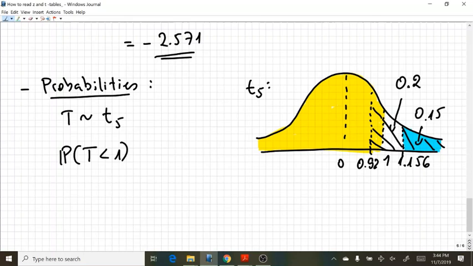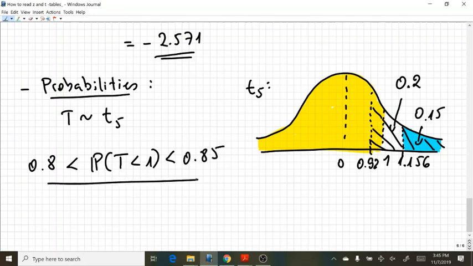So basically, the one that I'm looking for, this yellow area, is in between this 20 in the right tail and 15 in the right tail. But I look for the left tail, right? So concretely, I can say that this thing will be in between what and what. So here for 0.2, I know that in the left tail I have 80%, so I can write 0.8. And this blue area corresponds to 85% in the left tail, 0.85. So this is all the information I can say about probability for a student t-distributed random variable.